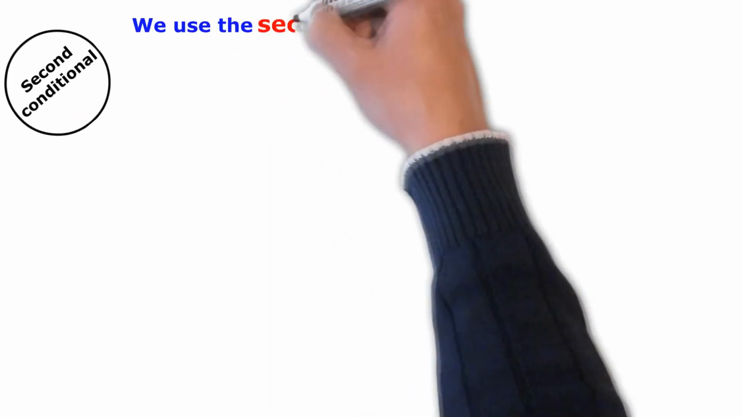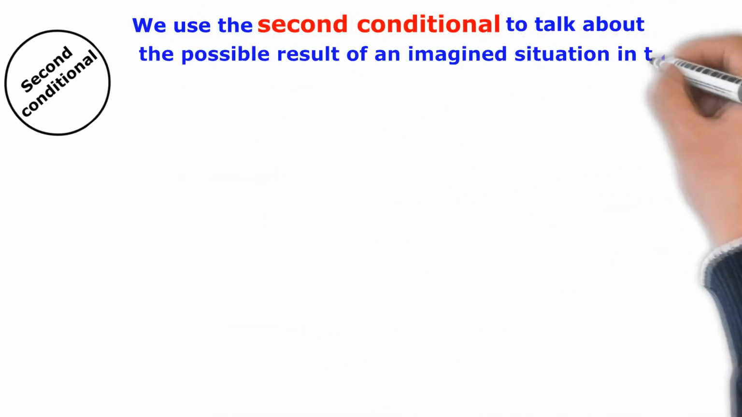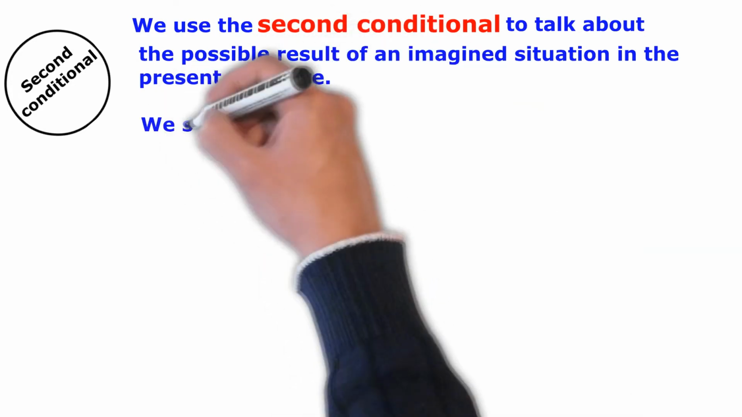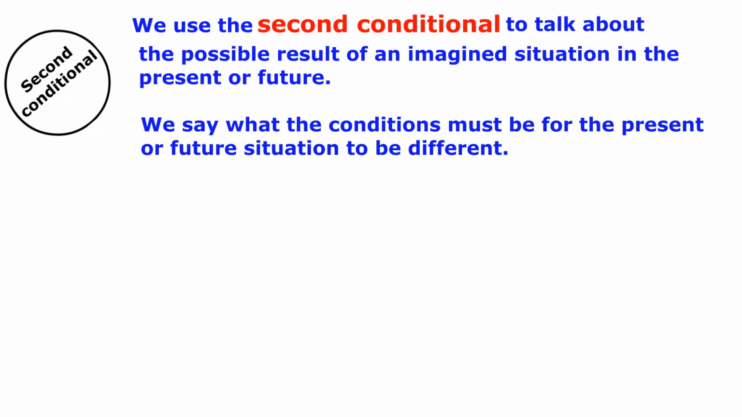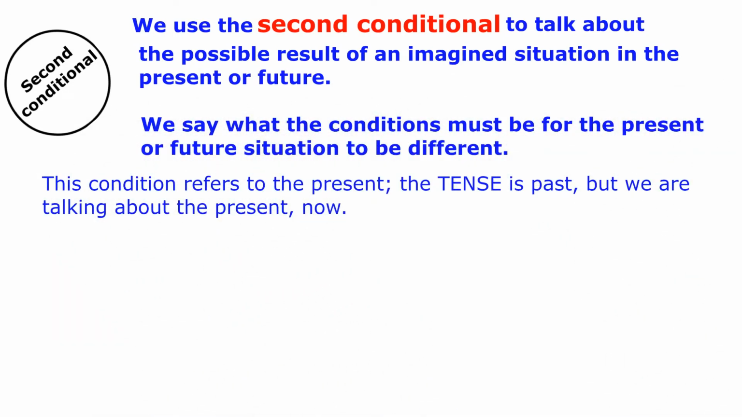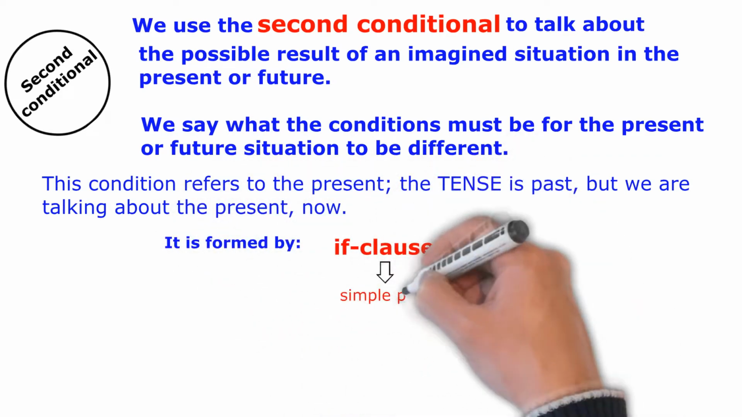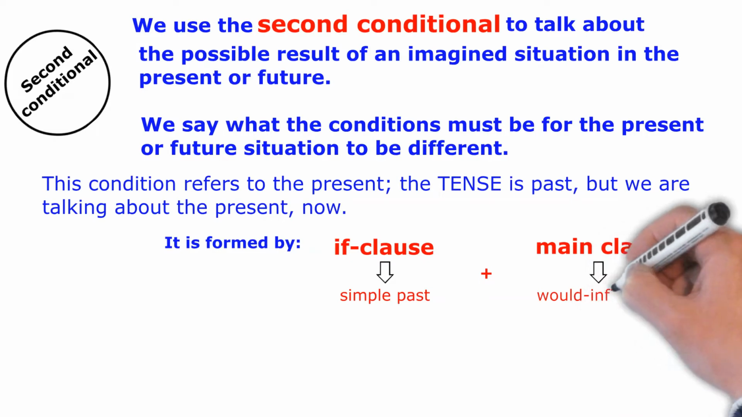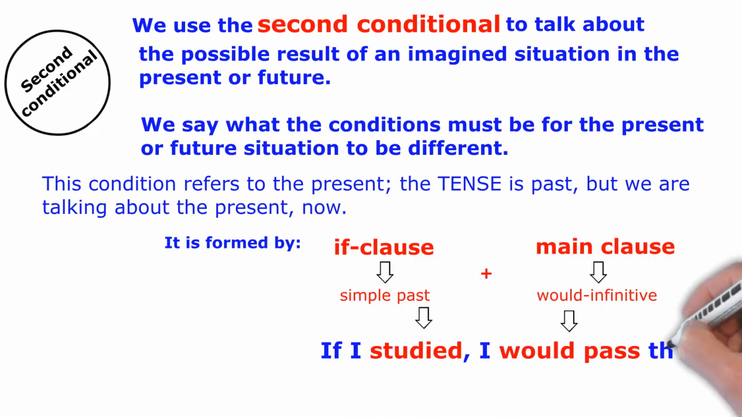We use the second conditional to talk about the possible result of an imagined situation in the present or future. We say what the conditions must be for the present or future situation to be different. This condition refers to the present; the tense is past, but we are talking about the present now. It is formed by an if clause in simple past, plus the word would and the verb in its infinitive form. If I studied, I would pass the admission test.